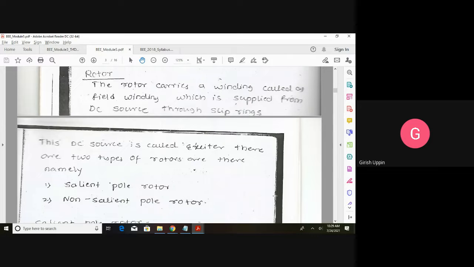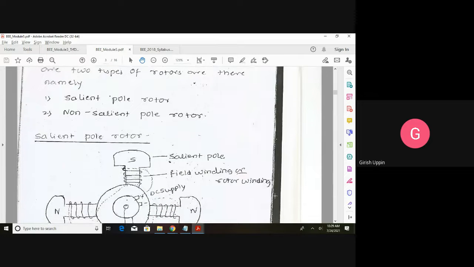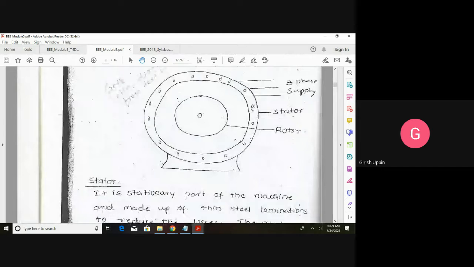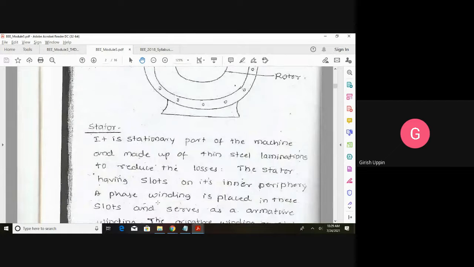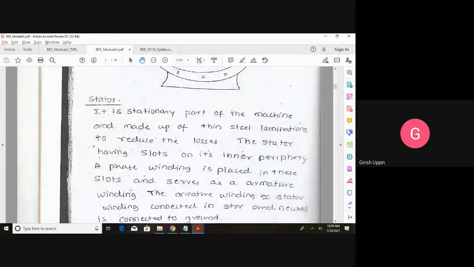There are two types of rotors, salient pole rotor and the non-salient pole rotor. So in the examination, a very important question: give the construction of an alternator or synchronous generator. You have to talk about the first, there are two parts. Then talk about the stator, draw this diagram, not this diagram, refer to the book for the neat diagram. Draw the diagram, explain about the stator, and explain about the rotor.